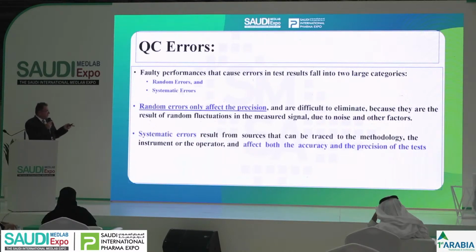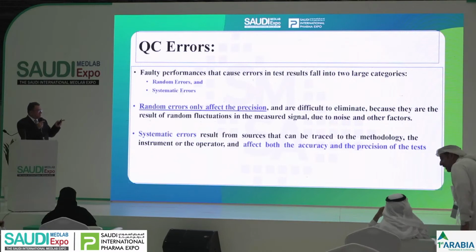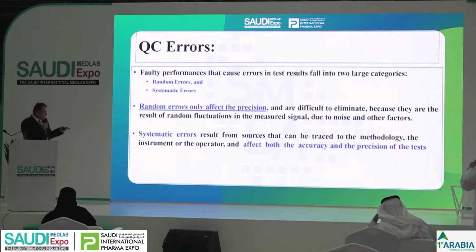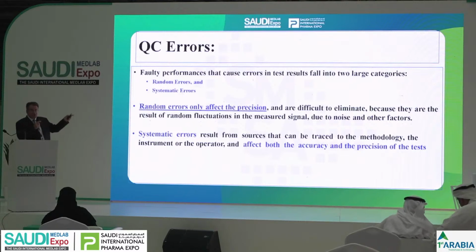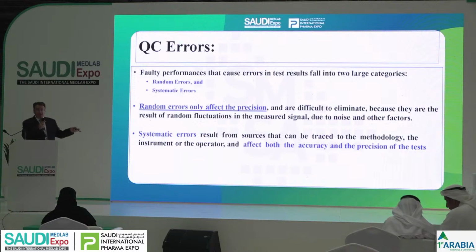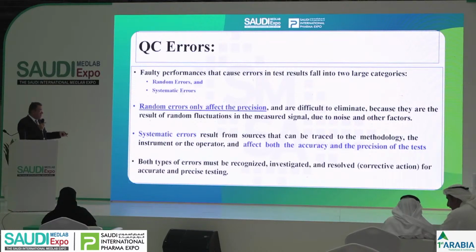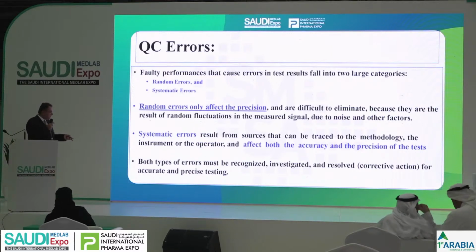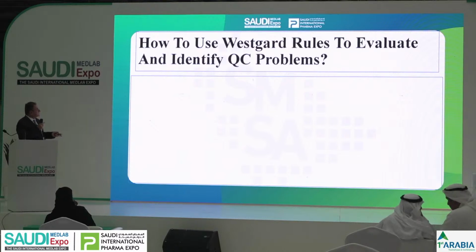Systematic error result from source that can be traced to the methodology, the instrument, or the operator, and affect both the accuracy and the precision of the test. So, random error affect precision. Systematic error affect both accuracy and the precision. However, both type of errors must be recognized, investigated, and resolved for accurate and precise testing.